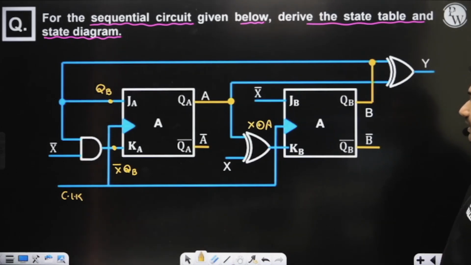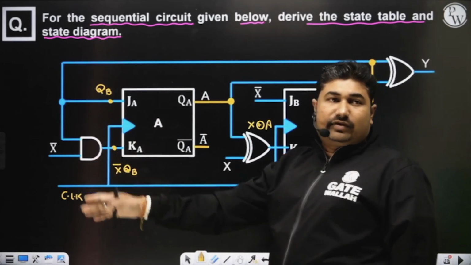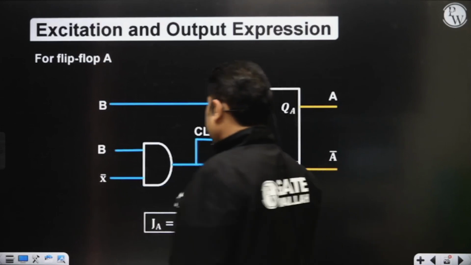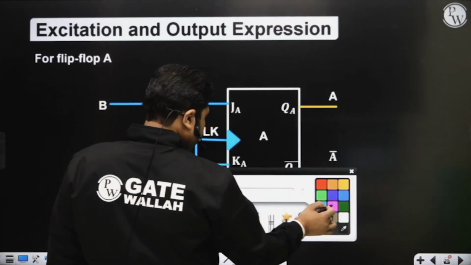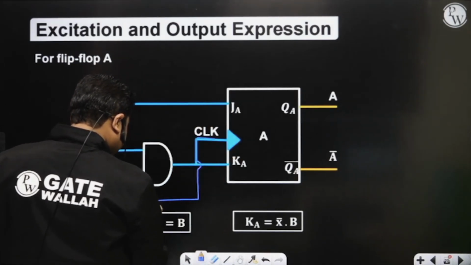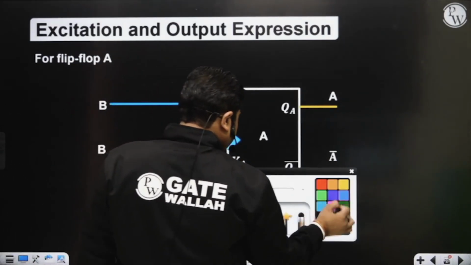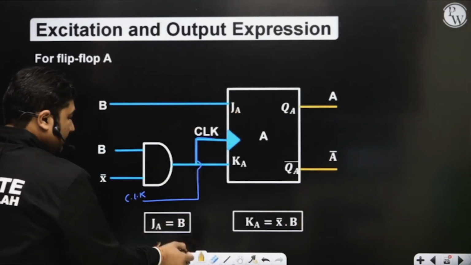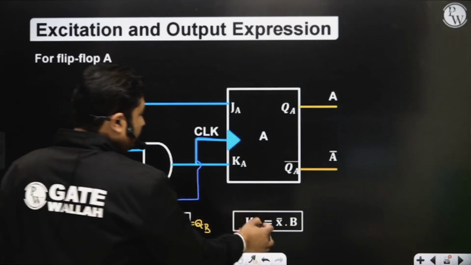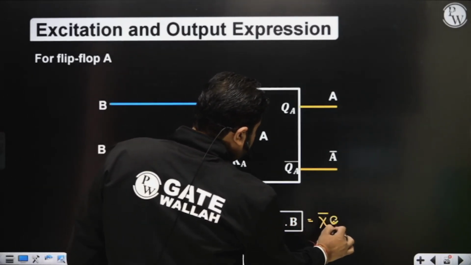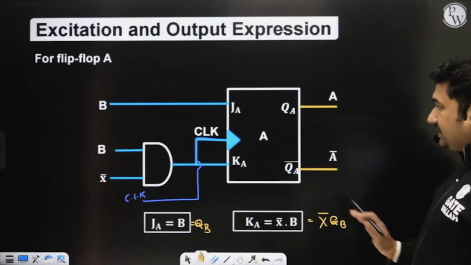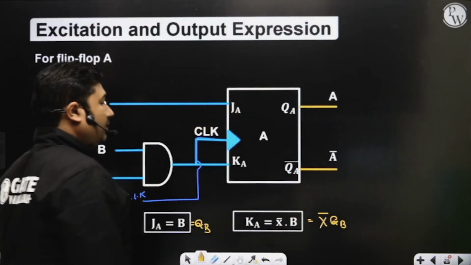Next, if you want, you can analyze each of the flip-flops individually. So I'm going to show you each of the flip-flops individually. Here we have the clock. We have JA equals B, that is QB basically, and KA equals X bar QB. We have already observed X bar QB and QB here. So this is your flip-flop A.